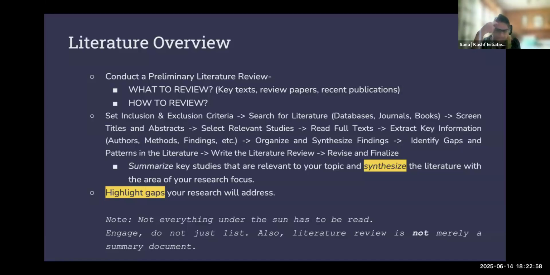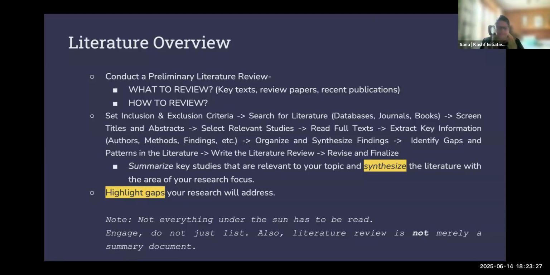You might want to screen titles, abstracts, then select relevant studies. You might want to read the full text, extract key information, organize, and then synthesize your findings. You could identify probably gaps in literature and different patterns in the scholarship broadly. So you then end up writing the literature review, you revise it and finalize it. At this stage, it's still closer to synthesis, but not a full-fledged synthesis at this moment.